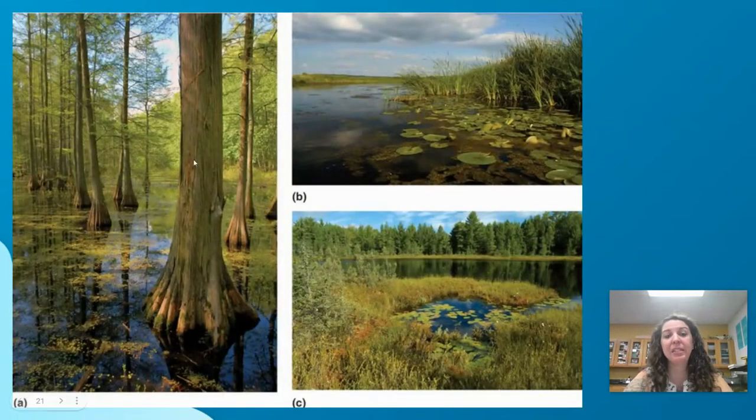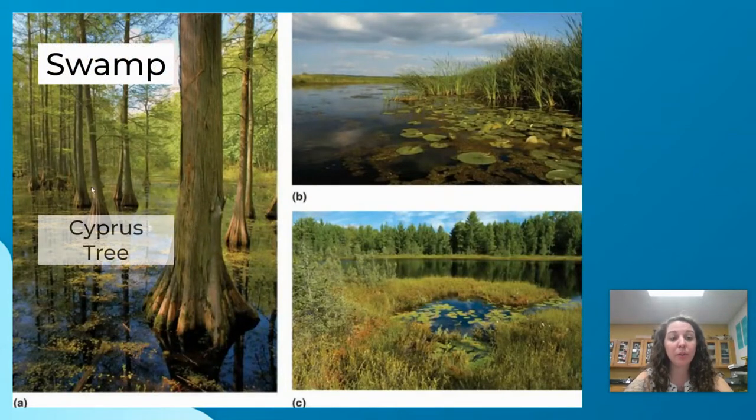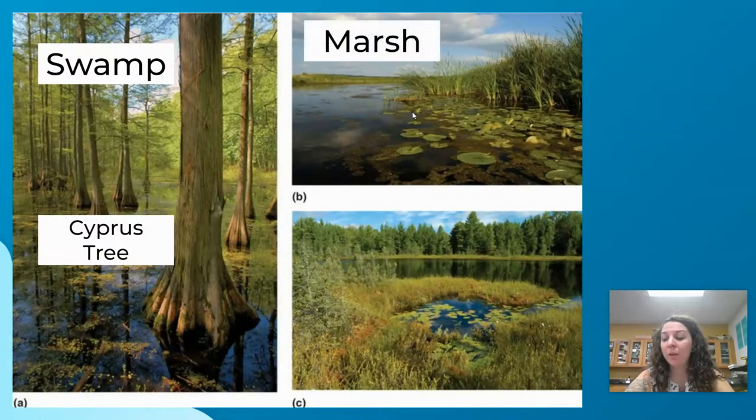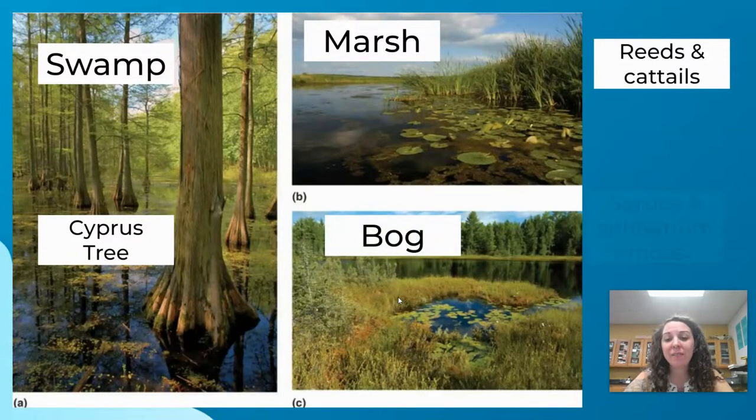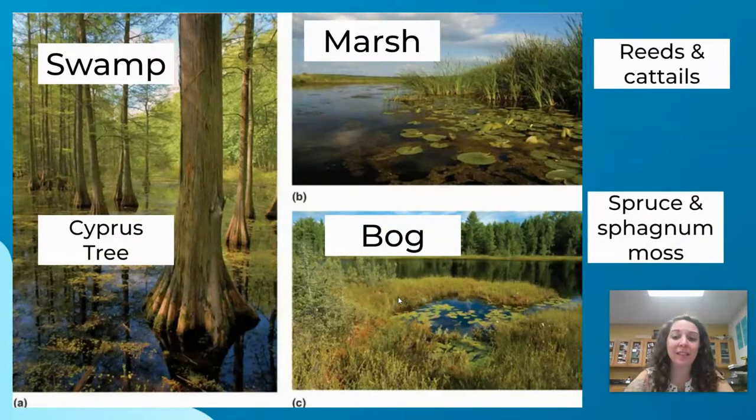So we've got some different types of wetlands. The first one is going to be a swamp. In a swamp, we're going to have things like the cypress tree. These are pine trees, but they are adapted to be able to live in that water. Then we've got a marsh. Our marsh is typically where we're going to see things like those reeds and cattails. And then the last one is a bog. Bogs have very acidic soil, so you're going to see things like spruce trees and sphagnum moss that are well adapted to live in that area.